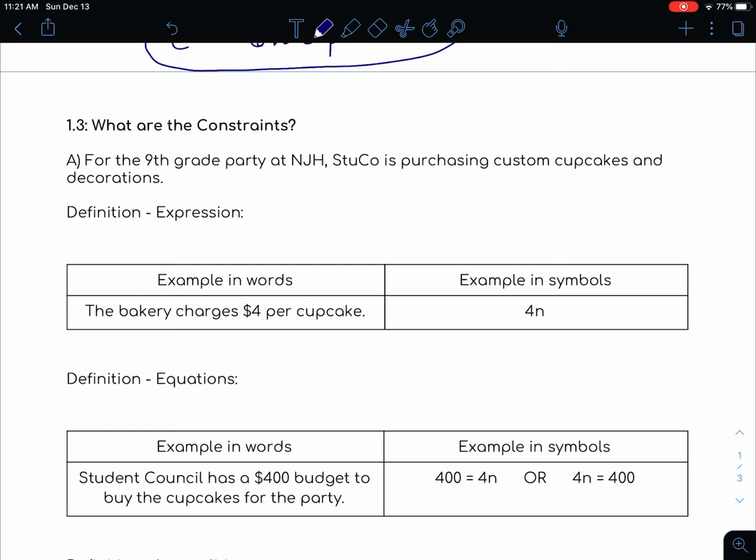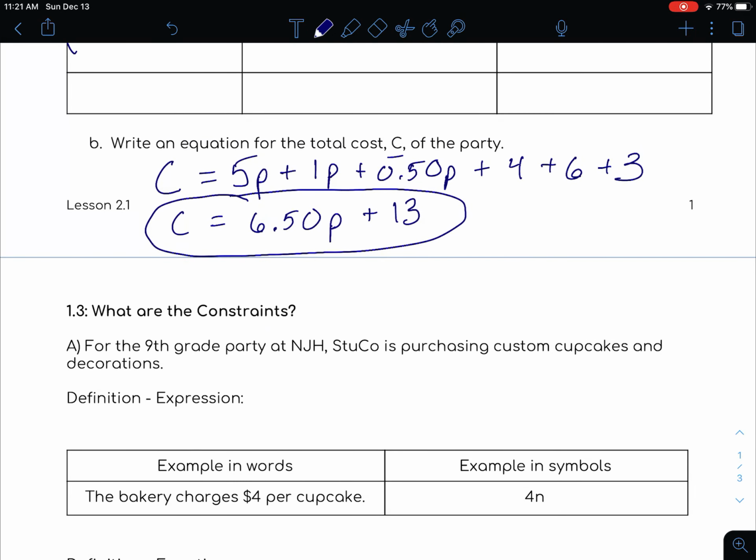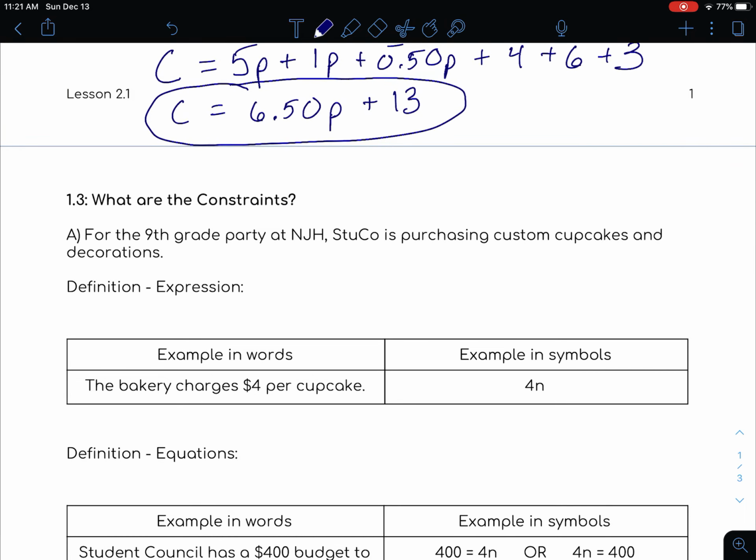All right. So throughout that process, we were actually, without even really knowing and defining it, talking about some constraints. So we're going to dial this in a little bit with a few definitions here that maybe correspond with some of the things that we were doing in the first problem. And we're just going to look at a little bit different problem here. So a ninth grade party. So thinking about this theme, ninth grade party for North Junior High Student Council is purchasing custom cupcakes and decorations.